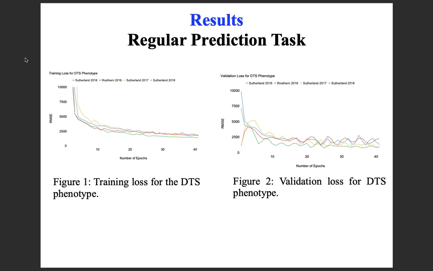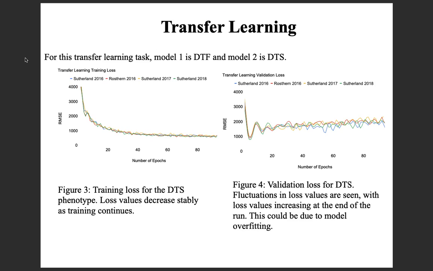And we can see for the validation loss that as the number of epochs increases, it too decreases. However, there are many more fluctuations. When we look at transfer learning, Model 1 that we chose was days to flower, and Model 2 was days to swollen. We can see for the training loss that the loss values decrease stably as training continues, indicating that it is becoming more accurate at predicting the days to swollen phenotype, and that the new data sets are following the trend of Sutherland 2016.